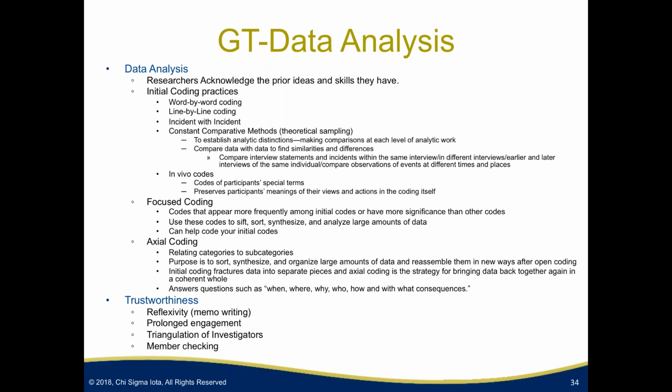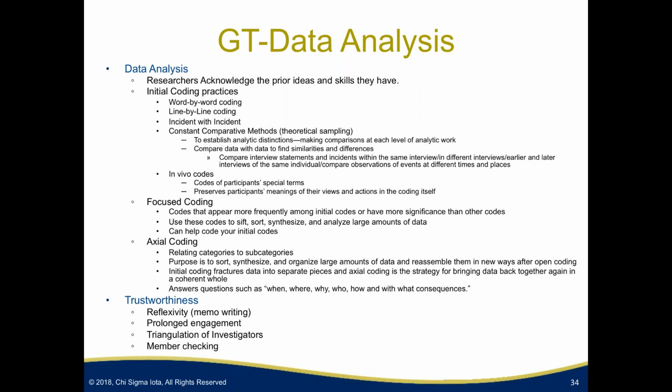And then we're looking at comparing data. We're comparing data with data to find similarities and differences across the participants, but also within one participant's interview, if there are differences and similarities in what they're saying. There may be some special terms that they're using, and that's called in vivo codes. That wording may be something that we really like and want to use. We go on to focus coding. Those are codes that appear more frequently among the initial codes, and they may have more significance. So we have to sift through those after we do the focus coding.